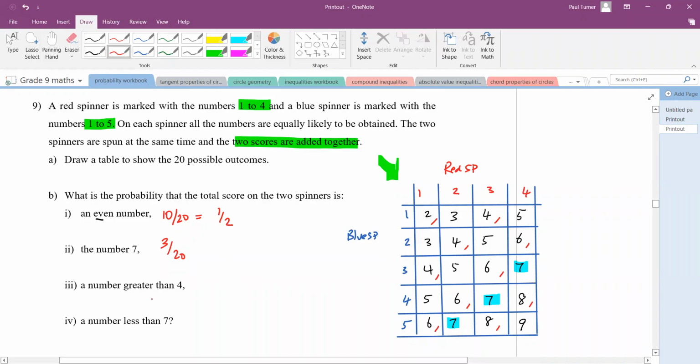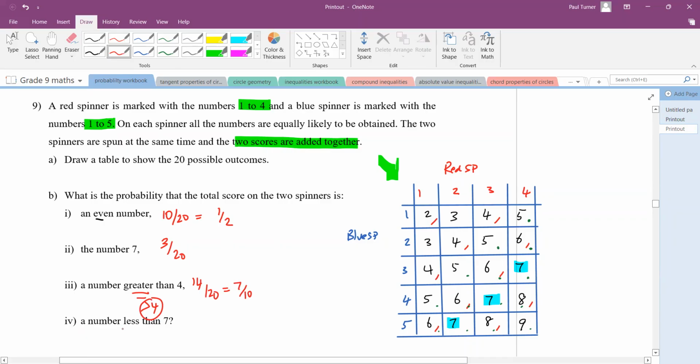A number greater than 4. So greater than 4, we can count them up if you like. So how many we got? Greater than 4: 1, 2, 3, 4, 5, 6, 7, 8, 9, 10, 11, 12, 13, 14. So we have 14 numbers which are greater than 4, which will be 7 out of 10, which will be 70%. So remember, greater than 4 does not include 4. It means more than 4.